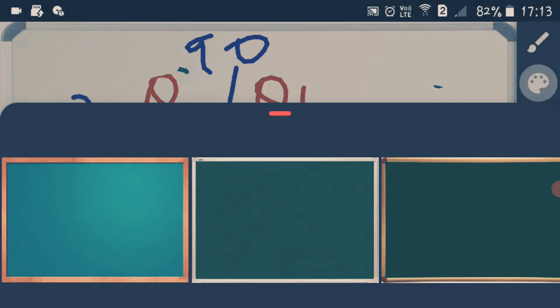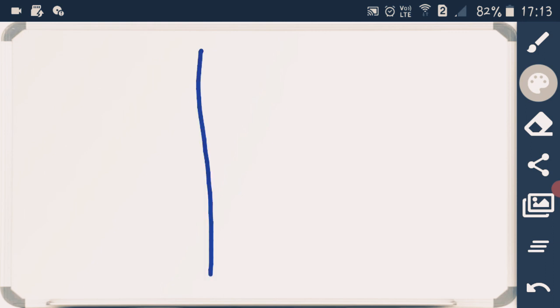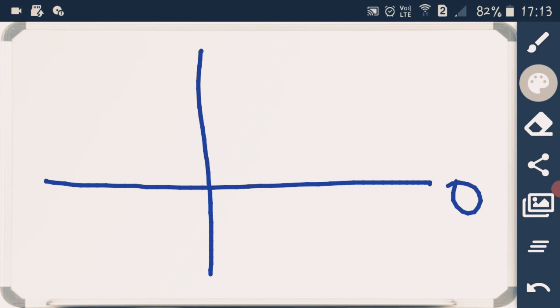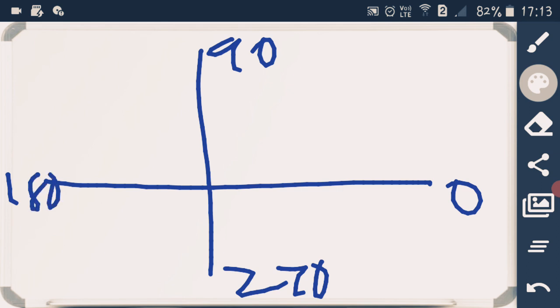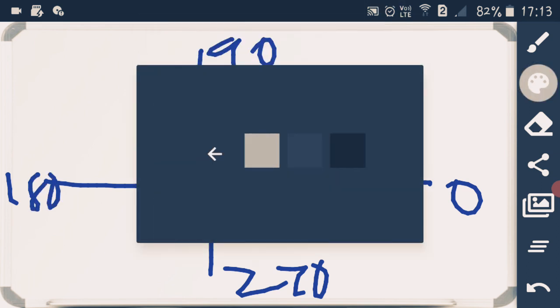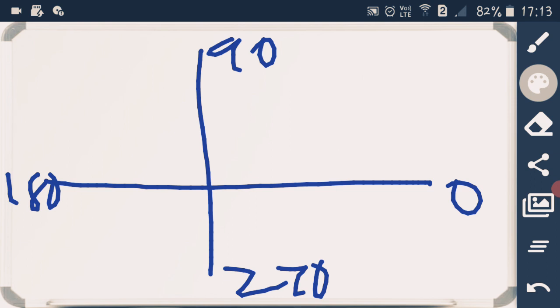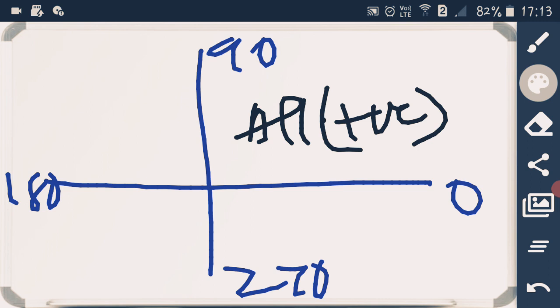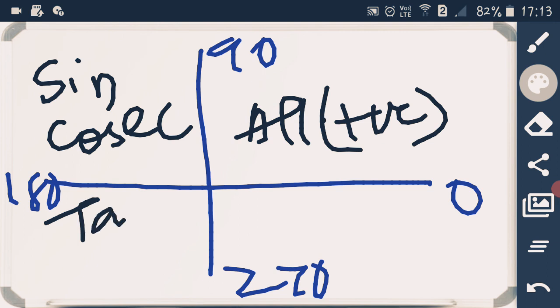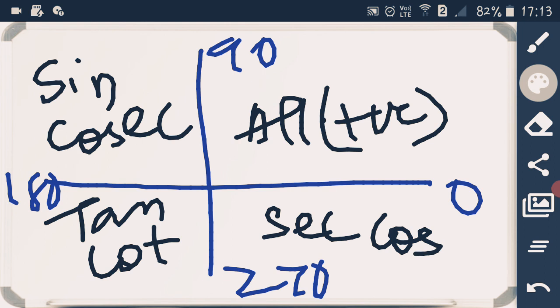Okay, so I'll just write it neatly once. Here in quadrant 1, this is 0, this is 90, this is 180 and this is 270. Here all are positive. Here only sine and cosecant are positive, here tan and cot are positive, and here secant and cos are positive. Is that clear? Remember, this is very important.